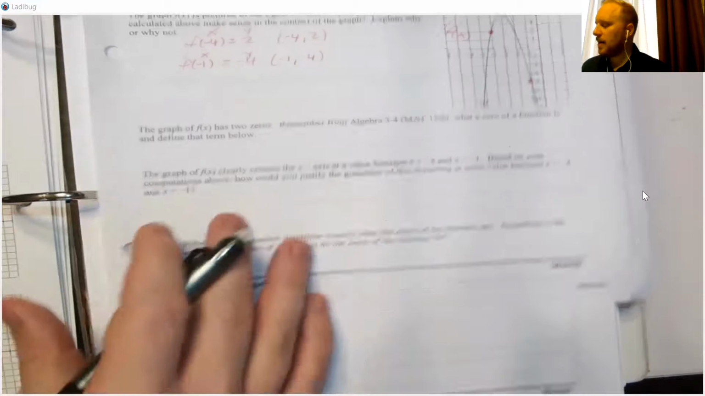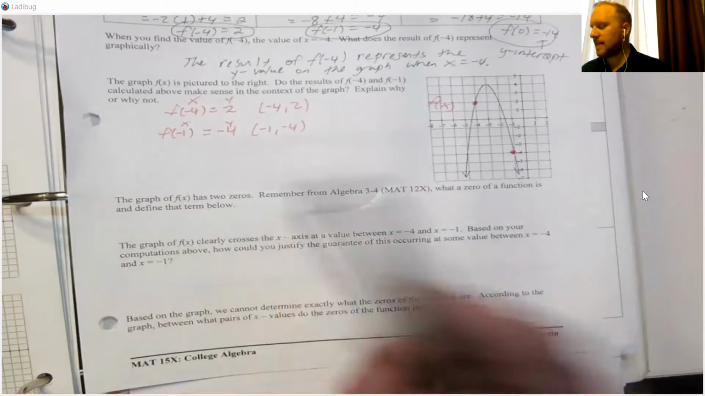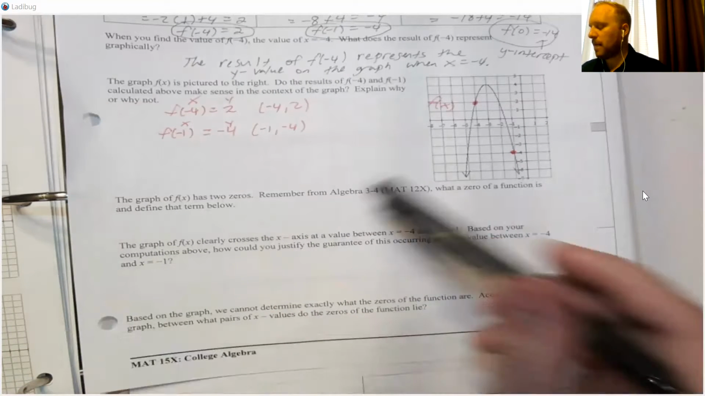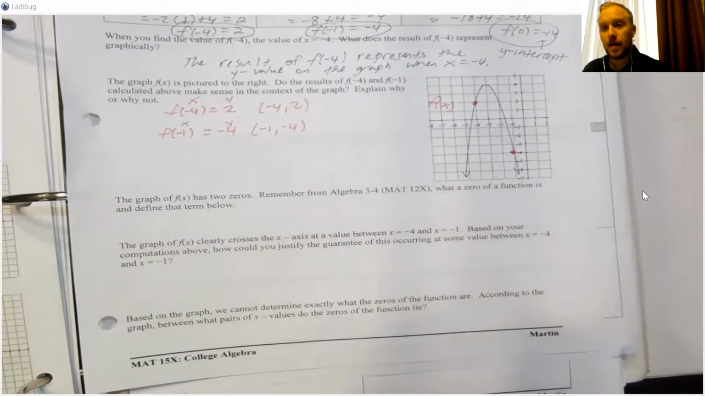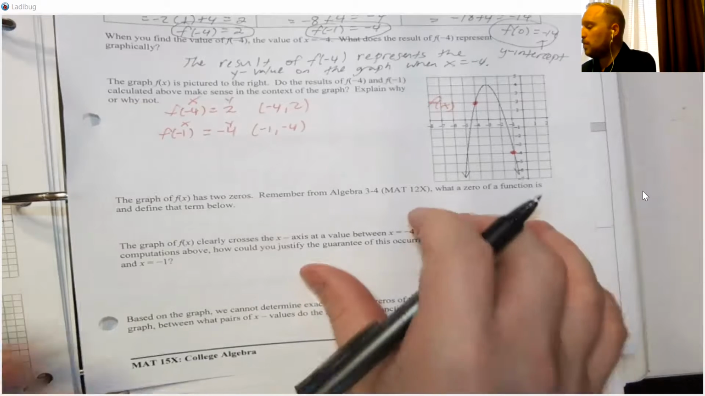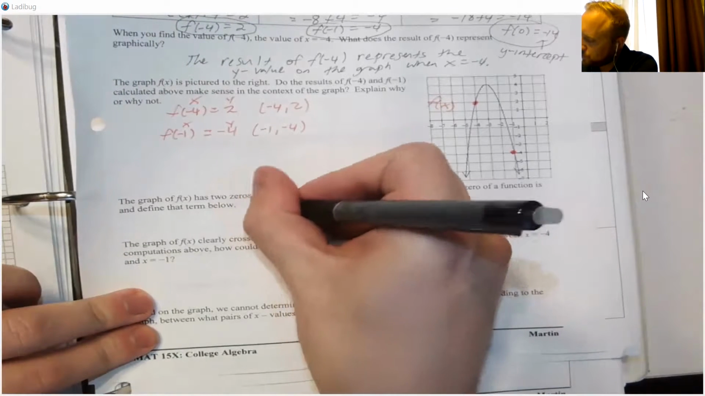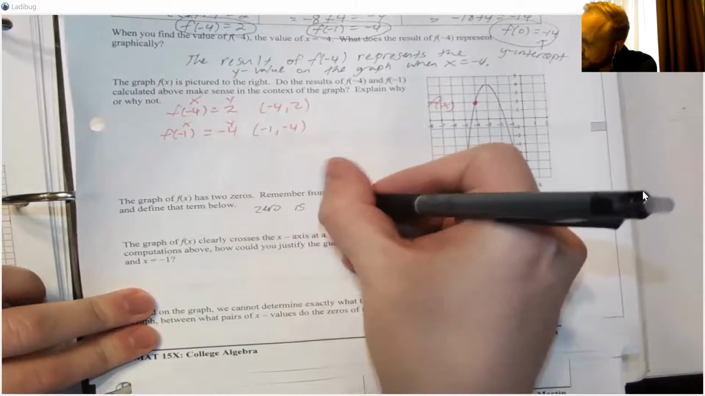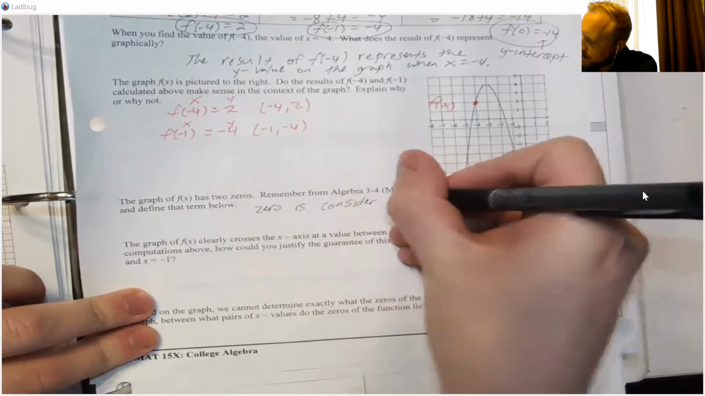Now it says the graph of f of x has 2 zeros. Remember from Algebra 3-4 or even previous math courses what a zero of a function is, and define the term below. So a zero is considered an x-intercept.